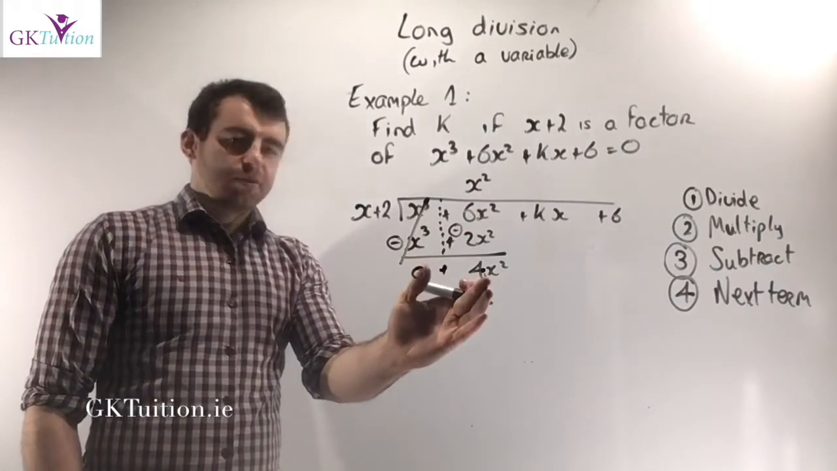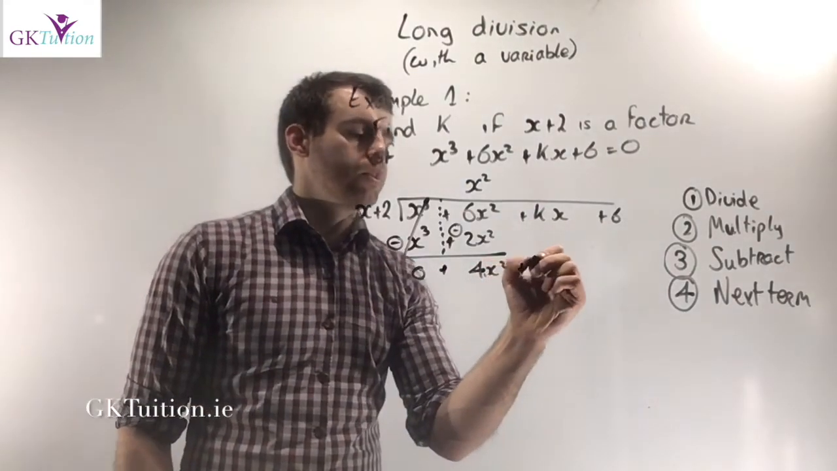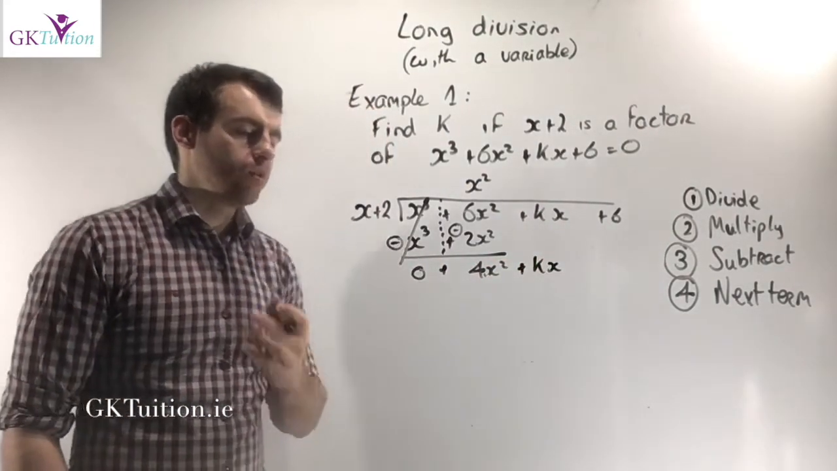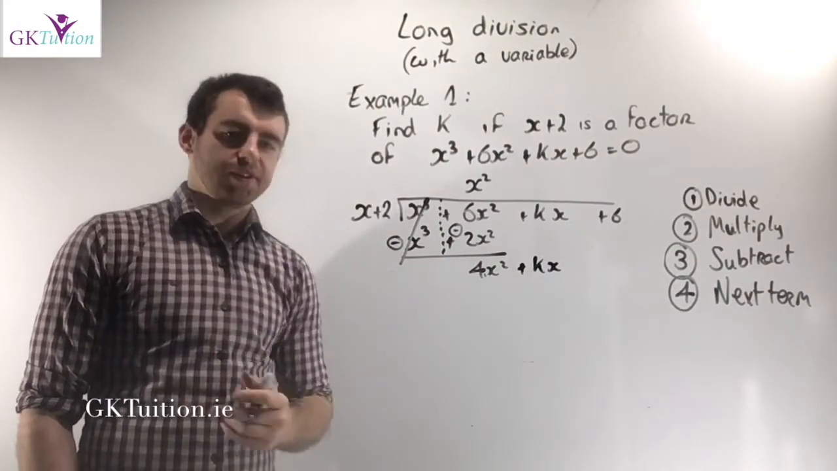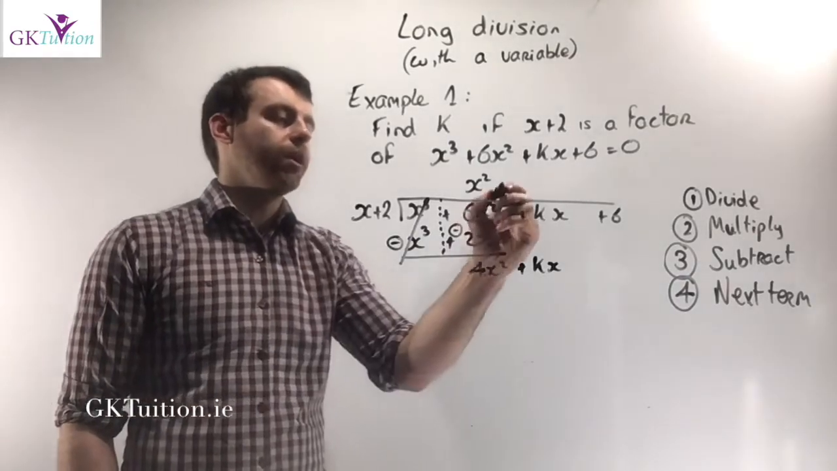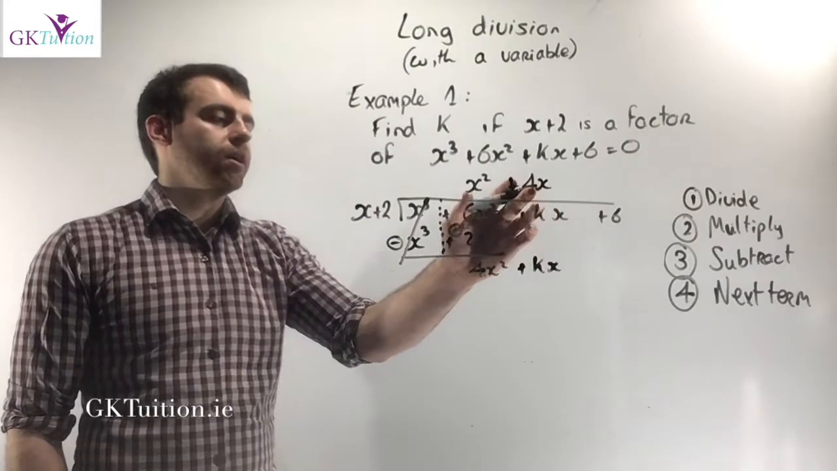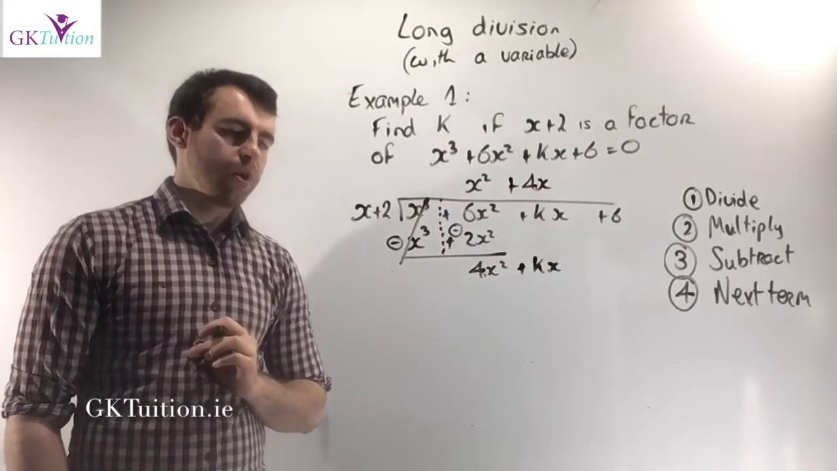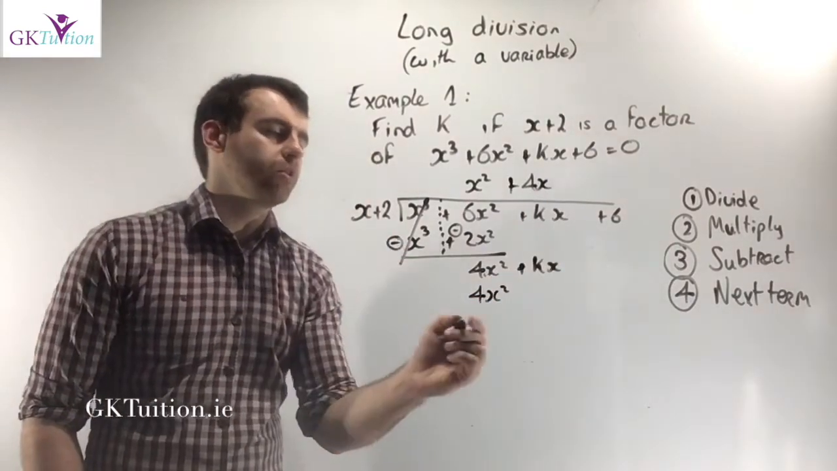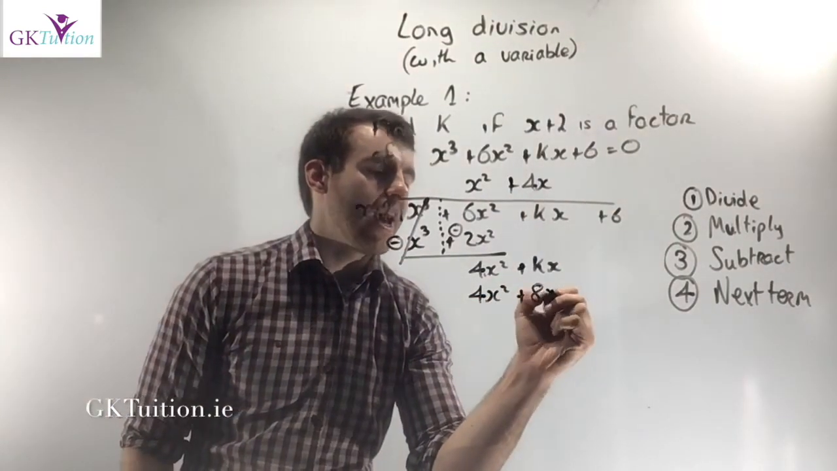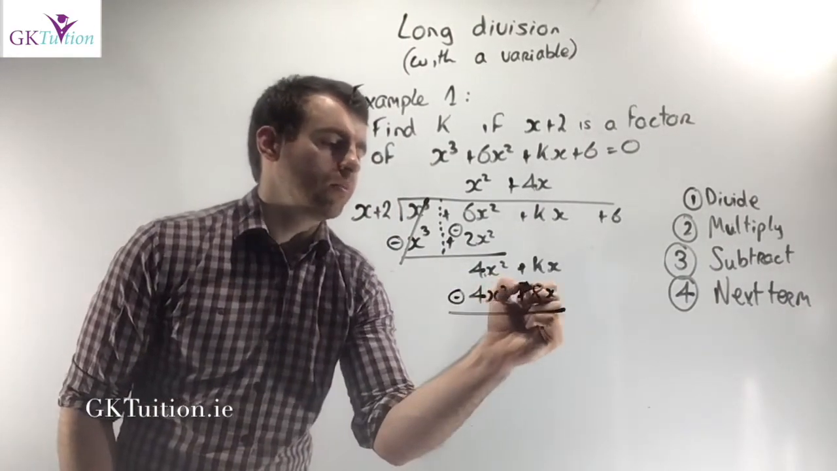Once we've done our subtract step, we're going to take down the next term. The next term in this case is plus k times x. We're going to start our process all over again. We're going to divide the first thing here into the first thing here. X into 4x squared gives me plus 4x. Now we multiply the thing we put up here by both of these. 4x by x is 4x squared, while 4x by 2 gives me plus 8x. The third step is to subtract, so I'm going to change my signs and I'm going to subtract.